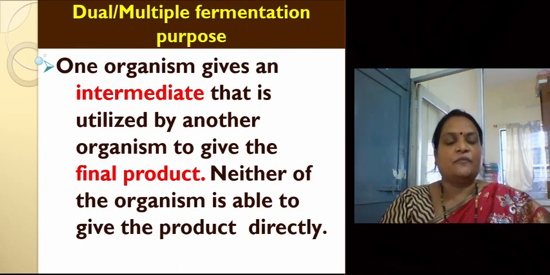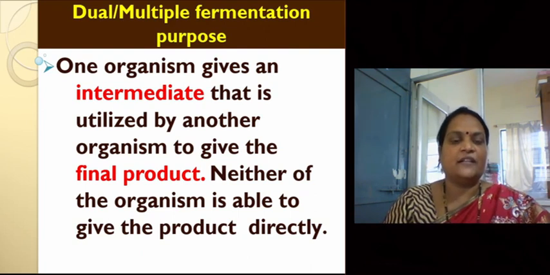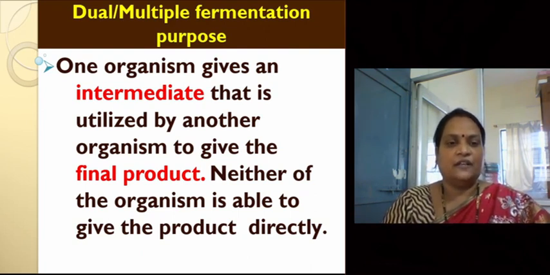Now, what is the purpose of using two or more organisms and why not use a single organism? There are certain purposes. One organism gives an intermediate that is utilized by another organism to give the final product. Means, if our product is C and our substrate A is first converted to B and then B is converted to C, then A is the substrate, C is the product and B is the intermediate.